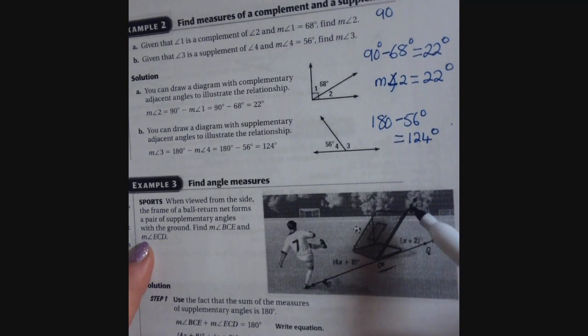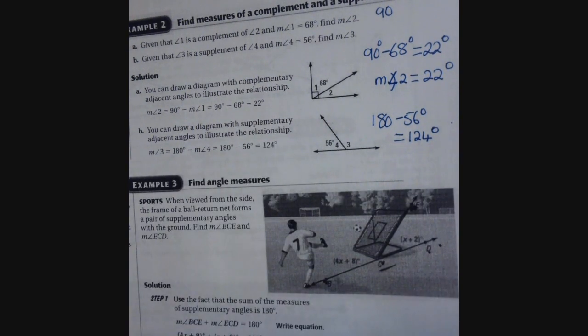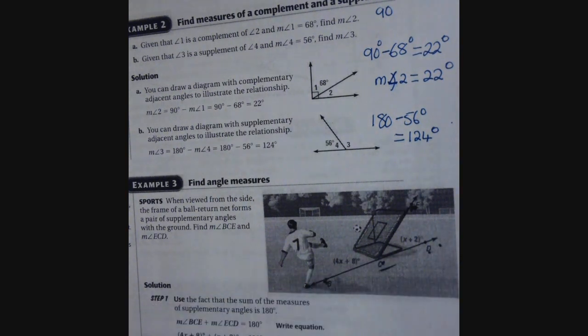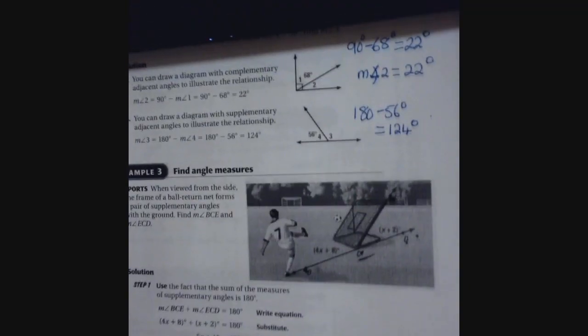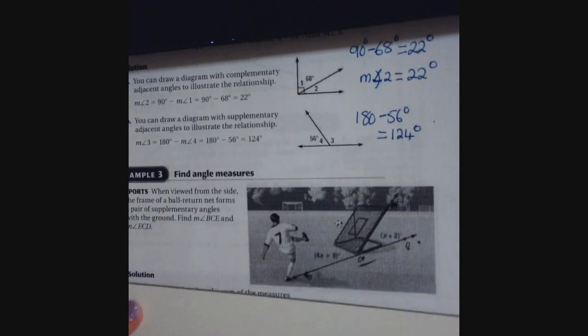ECD is less than 90, so that's an acute angle. So you would use an equation. So we know that it adds up to 180. So let me go ahead and move this up so we have enough room, and show the work. So here we go.